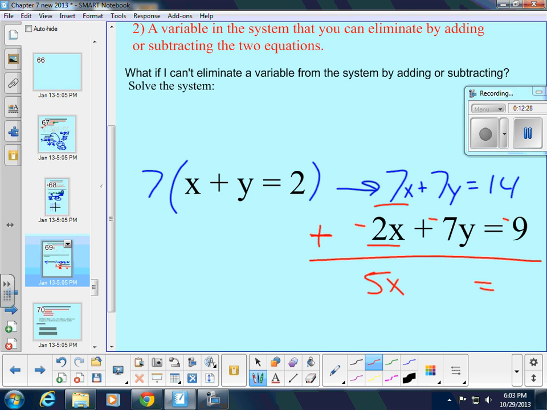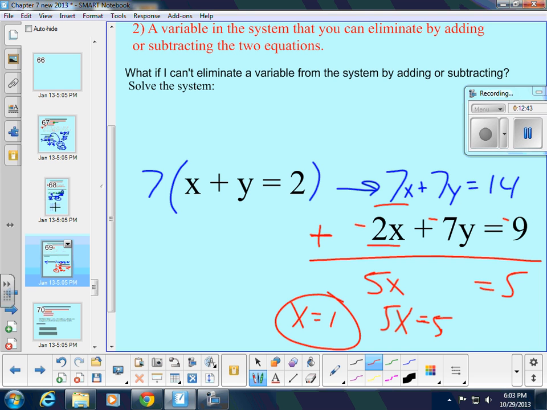They canceled out. And 14 plus negative 5 gives me 5. So now I've just got 5x equals 5. And if I divide both sides by 5, I get x equals 1. So good, I'm on my way to solving my system.